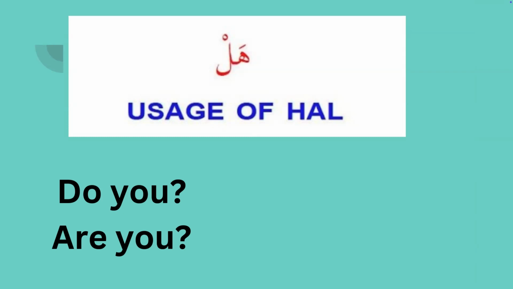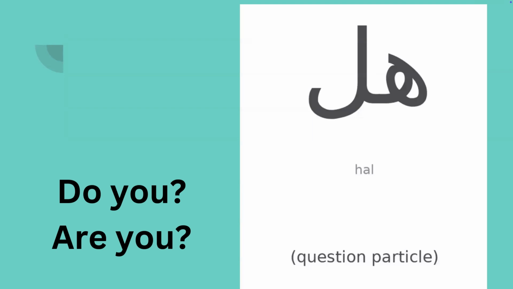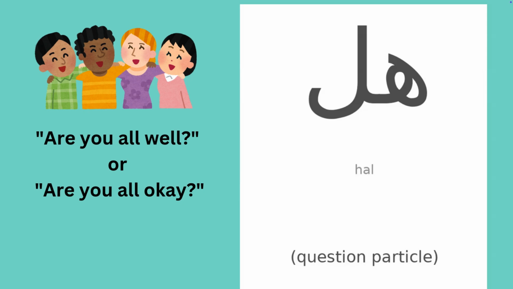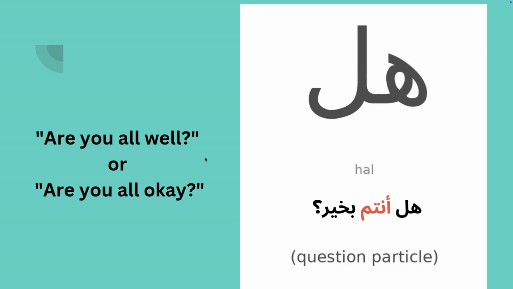So it's nothing but an interrogative question that we ask using the word hal. Can you give me an example question with hal? هل أنتم بخير؟ Hal antum bikhair? Yeah, what does it mean? Are you okay? Is it for one single person or many persons? Many. Antum. Anta, anti, antum. It's for all of you in front of me.